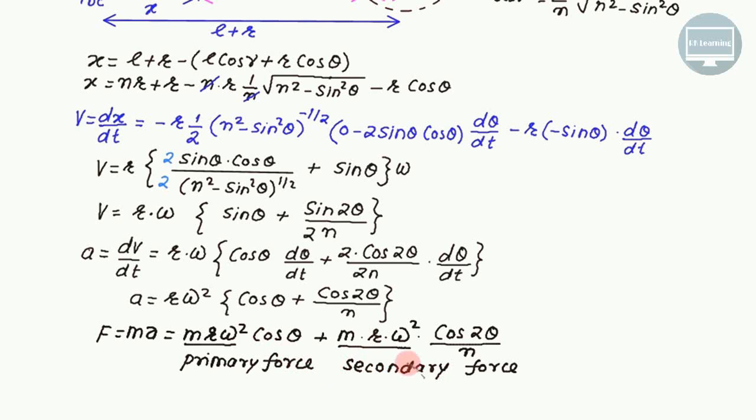So you have to balance both forces. That is, the primary force you have to balance, and you have to balance the secondary force also. That is called complete balancing of reciprocating mass. First of all, we'll try to balance primary, and then later on we'll try to balance the primary plus secondary. But first of all, my focus will be only on primary.